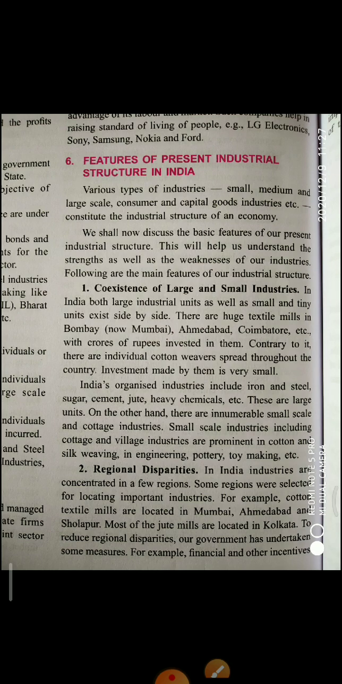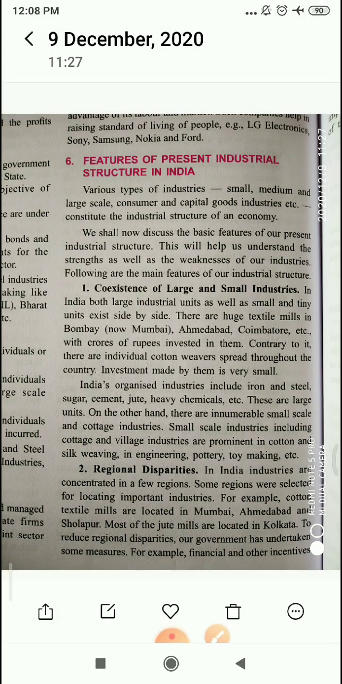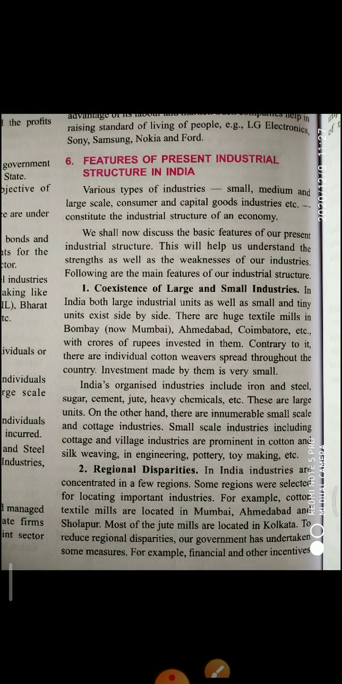We shall now discuss the basic features of our present industrial structure. This will help us understand the strength as well as the weakness of our industries. Following are the main features of our industrial structure. Coexistence of large and small industries. In India, both large industrial units as well as small and tiny units exist side by side.